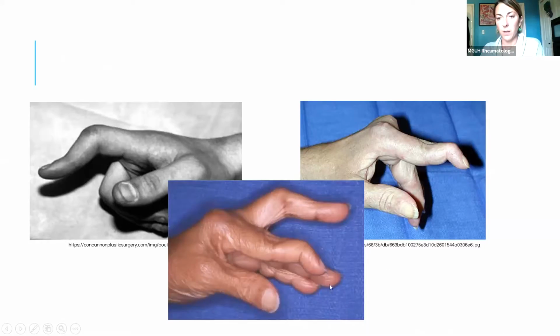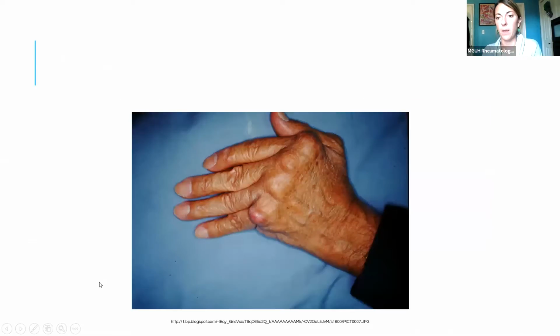Here's a lucky person with both at the same time, right? A nice picture of a swan neck and a boutonniere right next to each other. So you might see that show up on an exam, and certainly you want to be aware of it if you see it on a physical exam. That is a sign of a particularly inflammatory type of arthritis, right? Just plain old wear and tear osteoarthritis will not cause this kind of damage.